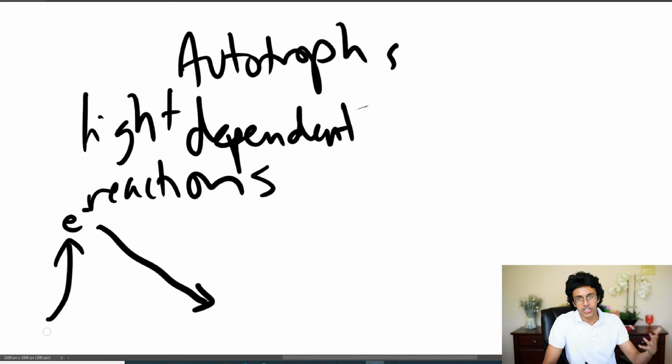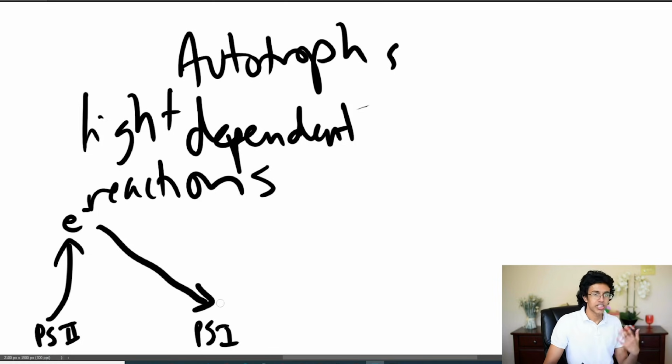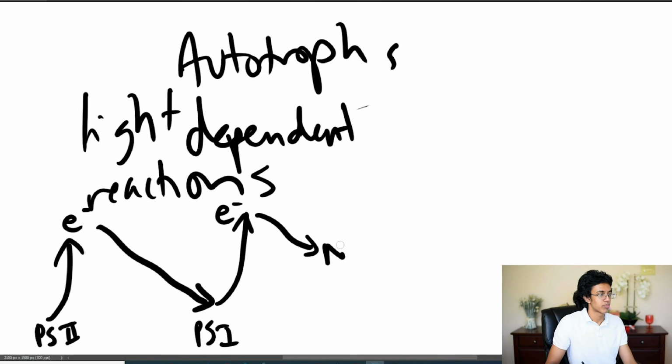So the first electron that's yeeted up is called photosystem 2. The reason why it's called photosystem 2 is because it was discovered second, even though it's first in the chain, but whatever, who cares? And then it goes to photosystem 1, and then it gets excited here again. And then it goes down here and it gets put in NADPH.